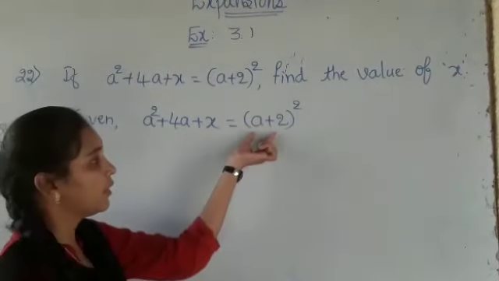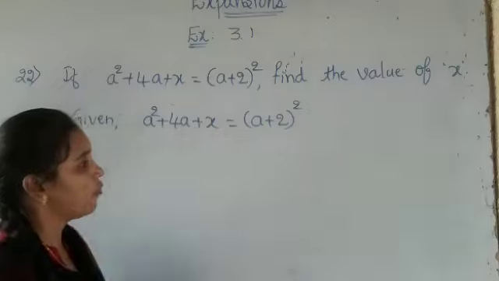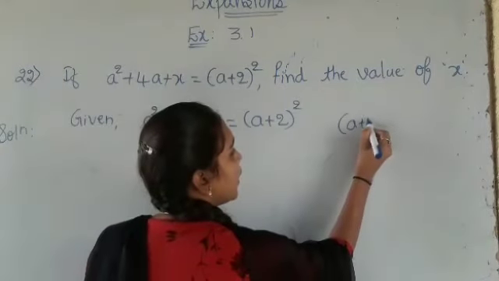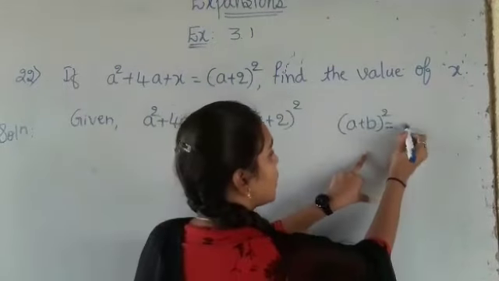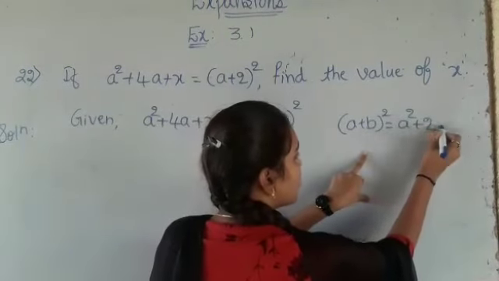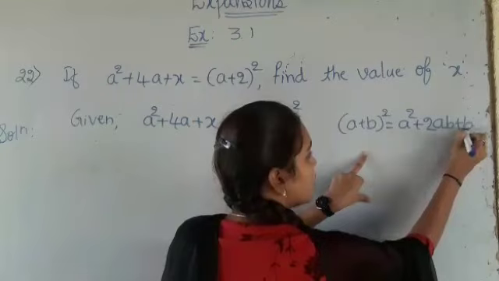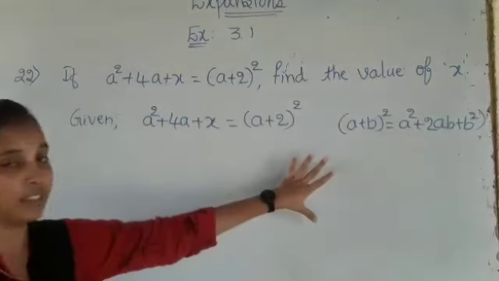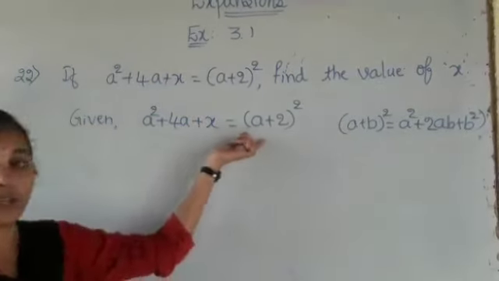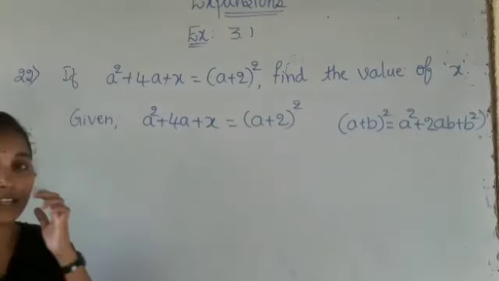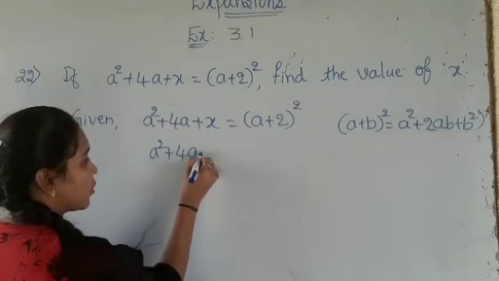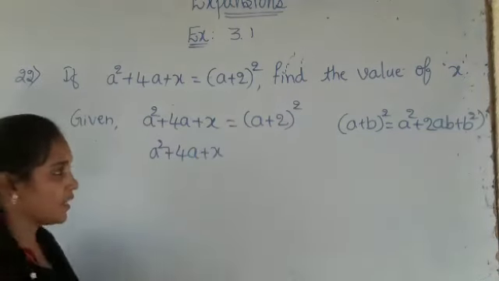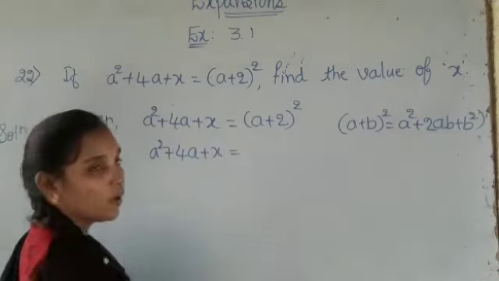And here we can write the expansion of this. This is in the form of (a plus b) whole square. So what is the identity? (a plus b) whole square is equal to a square plus 2ab plus b square. This is the identity we know. So I am writing this expansion here: a square, as it is, plus 4a plus x is equal to (a plus 2) whole square.